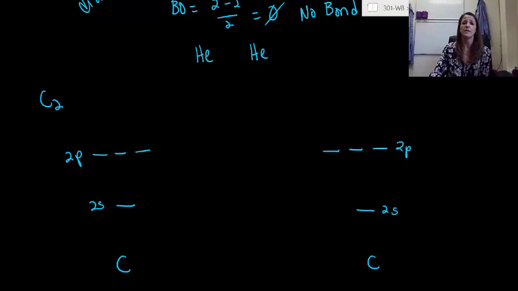All right, so atomic orbitals drawn. Now we need to add our electrons. Carbon has 4 valence electrons, so 1, 2, 3, 4. Same thing over here, 1, 2, 3, and 4. All right, so now adjust for our charge.